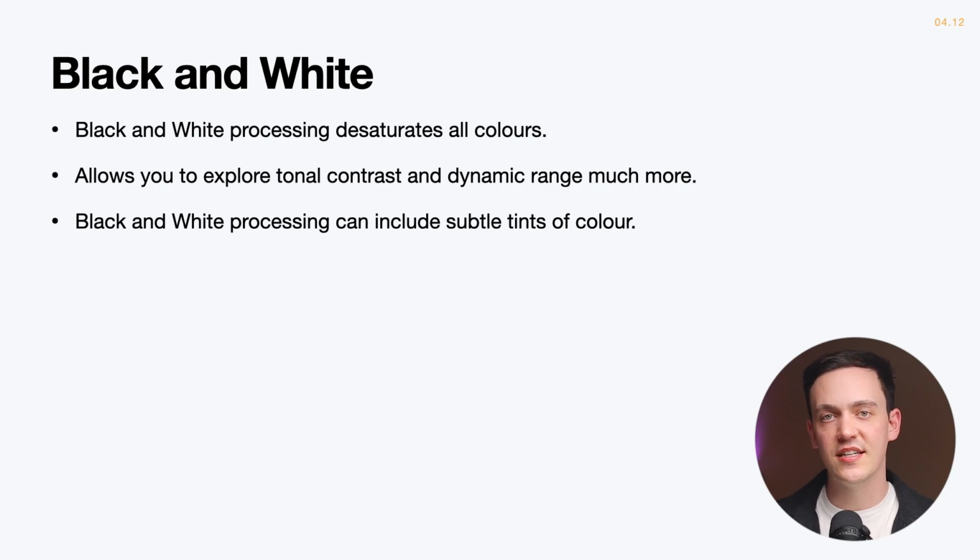Black and white processing desaturates all colors. This allows the viewer to focus more on shape and form or the light in your images. When you process your images in black and white, you can explore the tonal contrast and dynamic range a lot more. Some photographers will actually edit their exposure and tones in black and white and then revert back to color to finish the rest of their editing. This just simply cuts out the distraction that color can often impose.